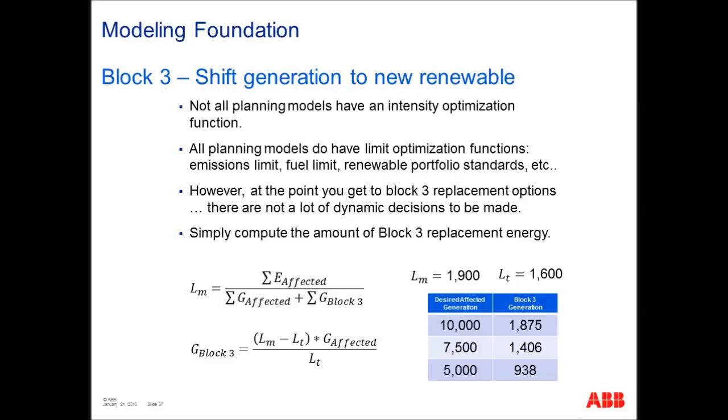When you step back and look at this, you think, well, if I'm going to do a rate-based program and I'm going to use a mass-based tool, I have to iterate. Well, you may not have to do as much iteration as you think, because when you're down to Block 3 replacement options, there's not a whole lot of real dynamic decisions to be made. So you can simply compute the amount of Block 3 replacement energy that you need, and you can do that through closed-form math.